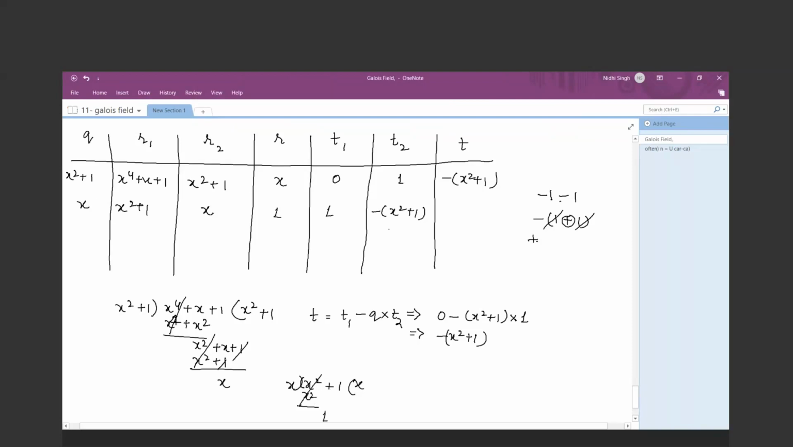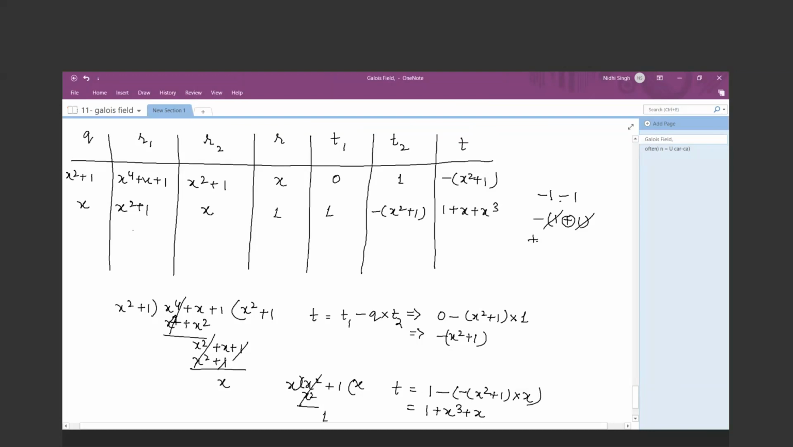Now what will be the value of t? The value of t will be t1 minus t2 into q. ठीक है, तो मैं ये माइनस माइनस साइन हटा दे रही हूँ, तो it will be x cube plus x. So 1 plus x cube.